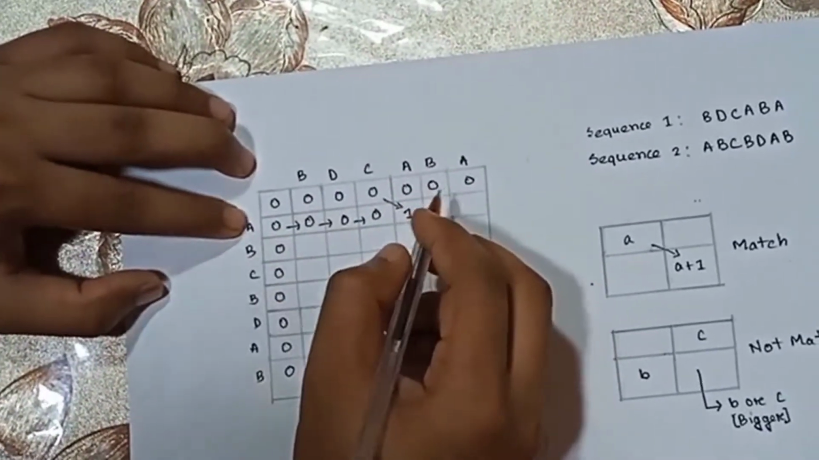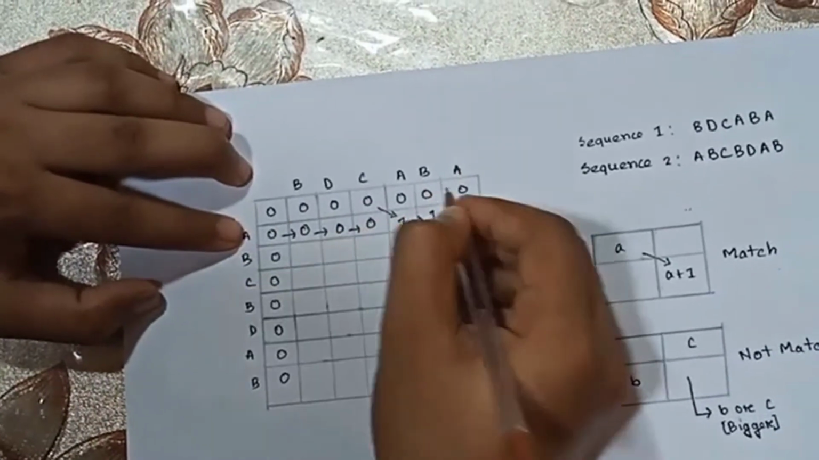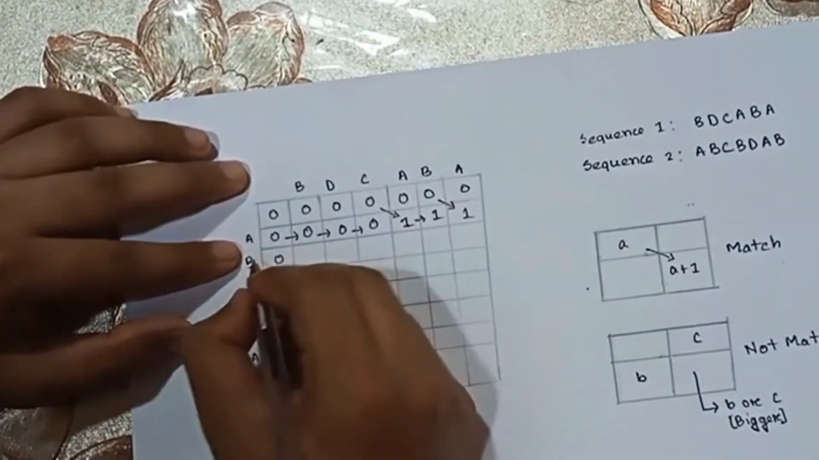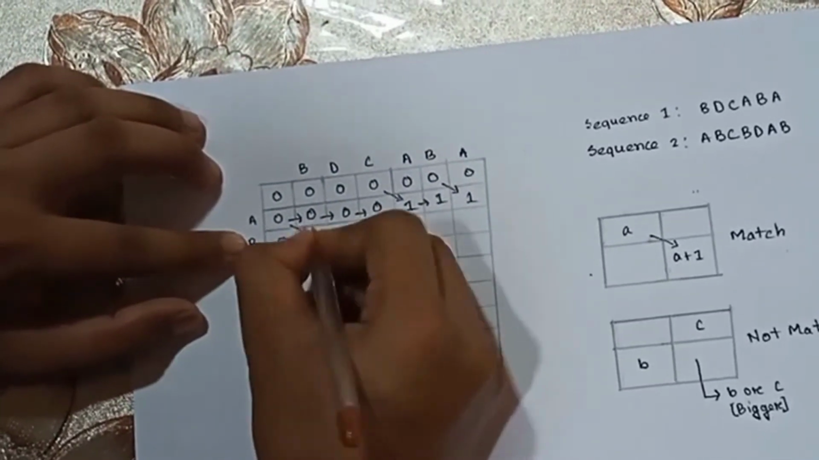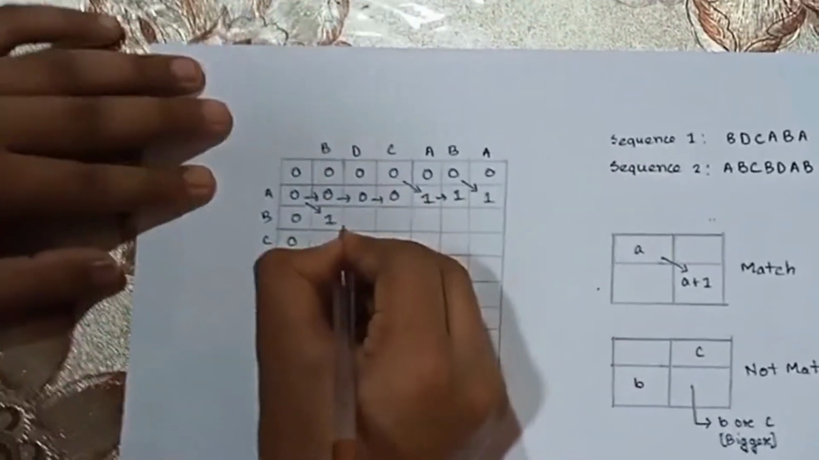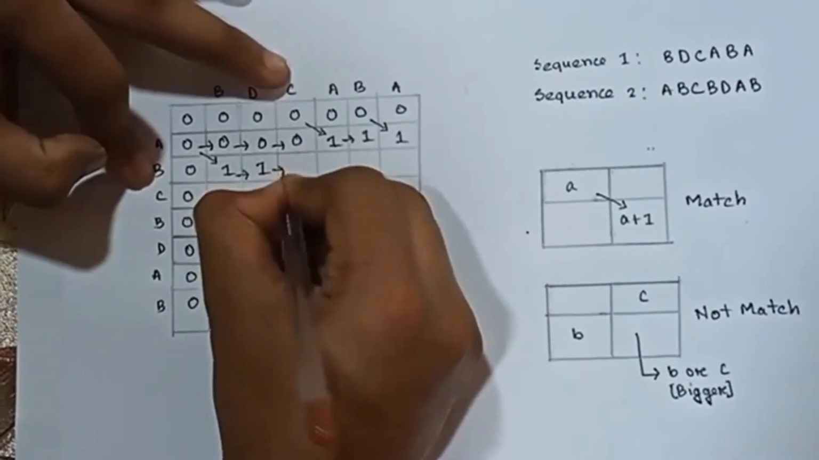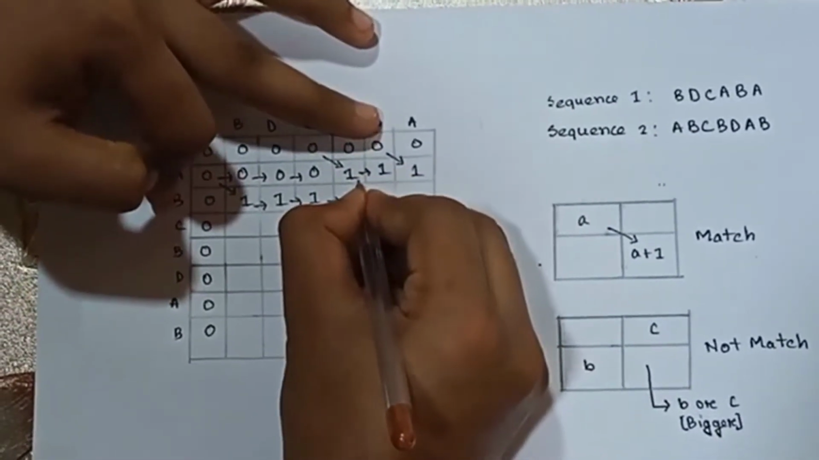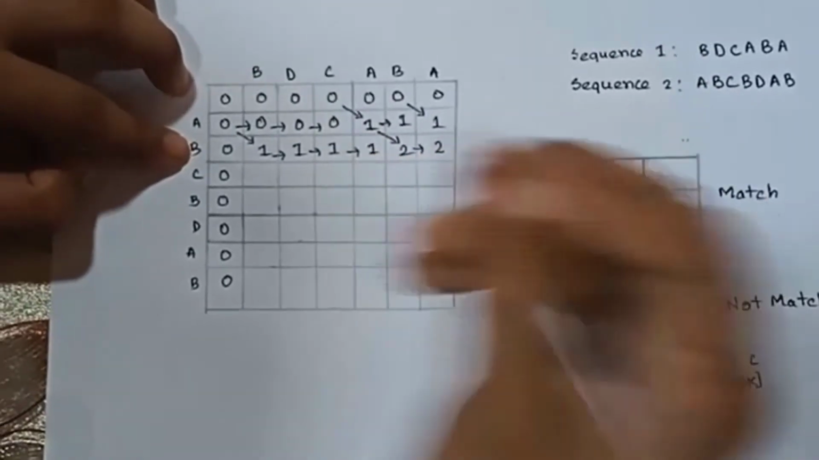Now let's check A and B. It doesn't match, so take the bigger one. From this one and this one, the left side one is bigger, so we take 1. A and A also match, so we take the corner value and add 1. Similarly, in the second row, B and B match and diagonally the value is 0, so 0 plus 1 equals 1. B and D don't match, take the bigger value, which is 1. B and C don't match, take the bigger value, 1. B and A don't match, take 1. B and B match, diagonally it is 1, so we increase it to 2. B and A don't match, take the bigger value, 2.